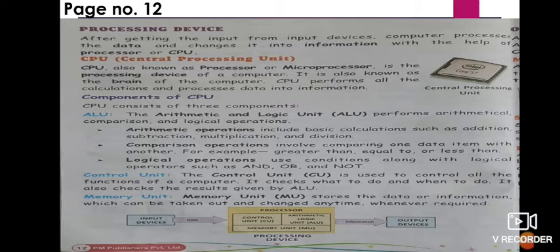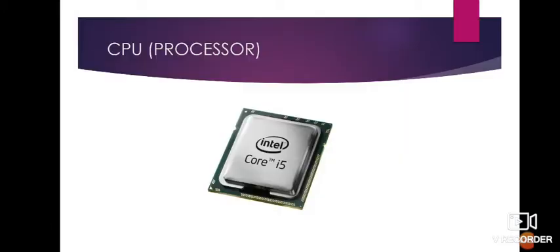CPU is also known as processor, or we can call it microprocessor. This is how CPU looks like. This is a chip which is a CPU. It is inside your system unit, and it is also known as the brain of the computer. CPU performs all the calculations and processes our input to give us the final output.